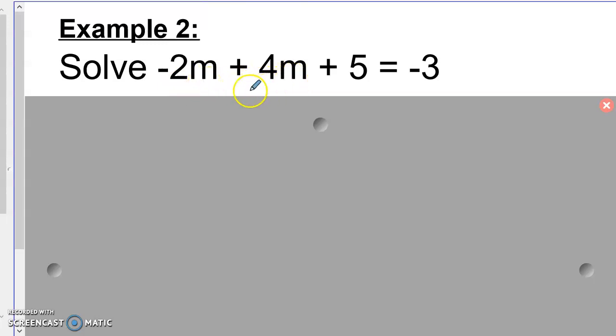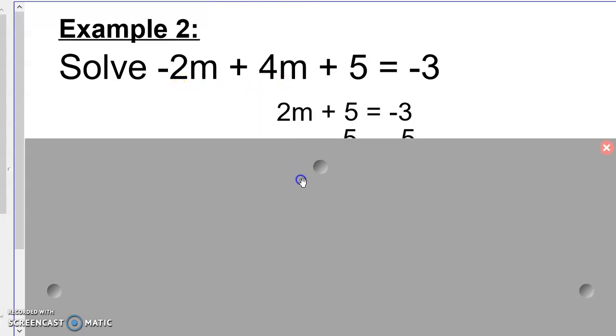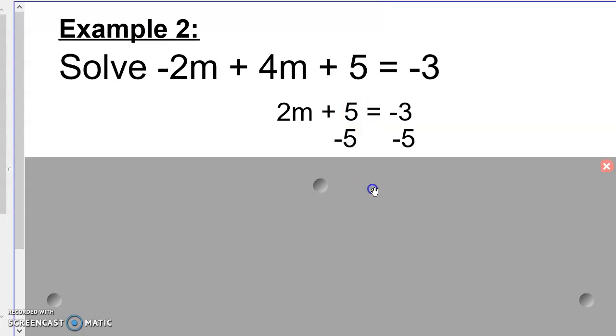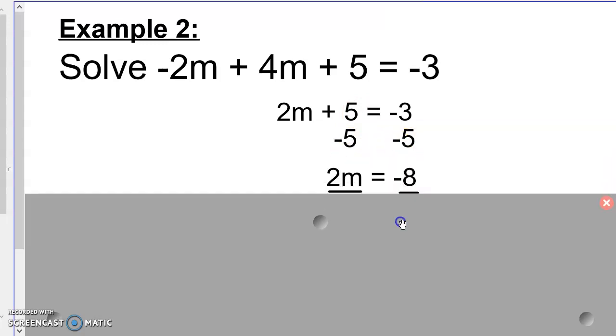Now luckily they're the same variables, but I first want to put these variables together. Negative 2m plus 4m would simplify to just be 2m plus 5 equals negative 3. Now to solve it from there, I'd want to undo this adding 5 by subtracting 5 on both sides. That would leave me with 2m equals negative 8 because these have same signs, so I add and keep.